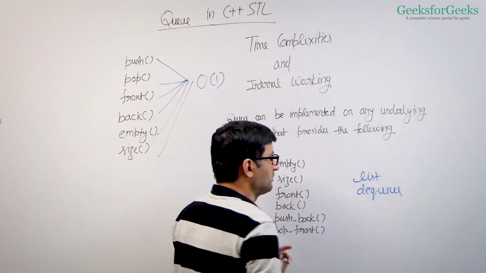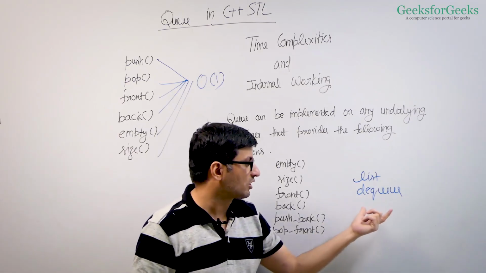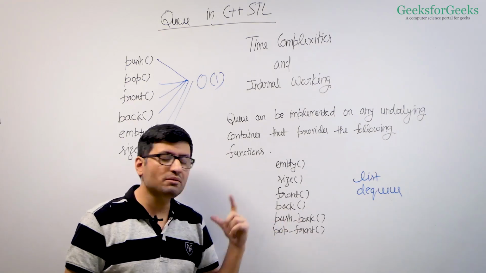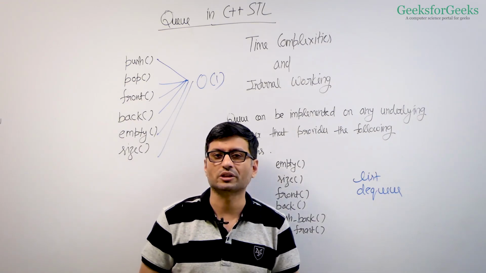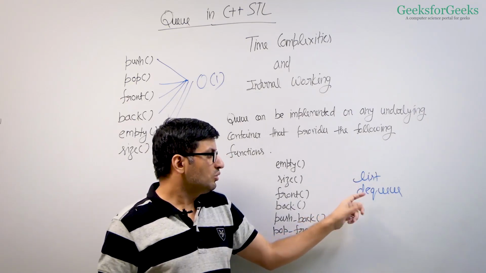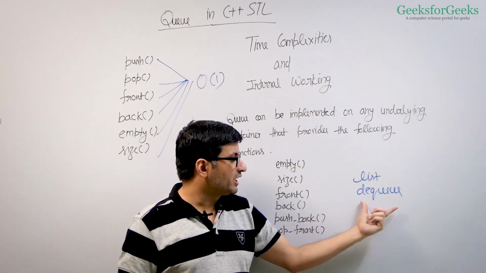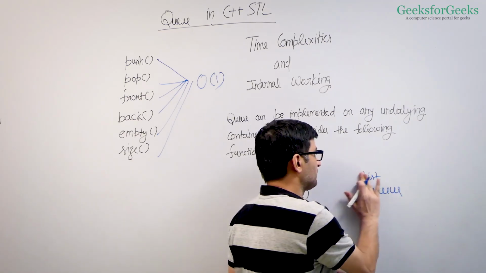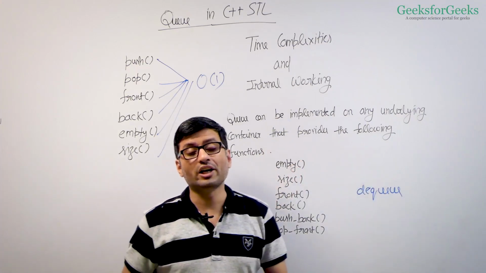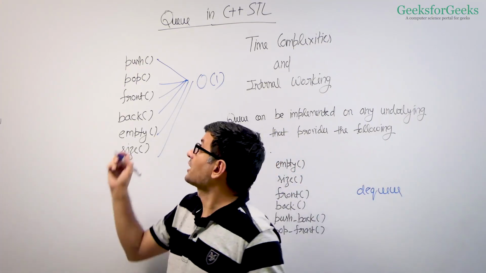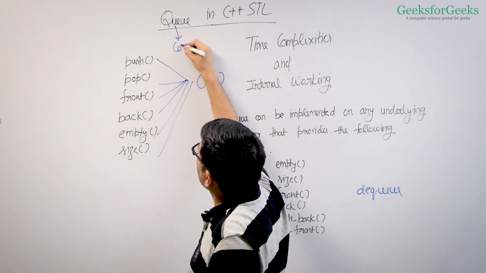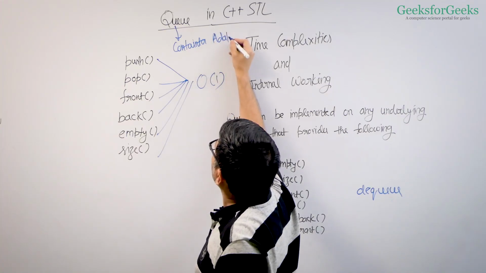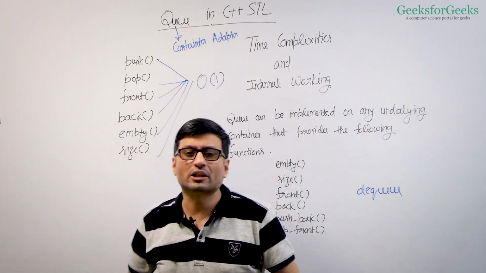Vector is not there this time in the list. It was there in case of stack, but it is not there in case of queue, because vector does not provide pop front in big O of 1 time, right? So pop front is not there. Among these two, if you do not specify any container, by default, queue is implemented using deque container. So queue is again a container adapter. It's a container adapter like stack, because it just works as an interface on top of other container.